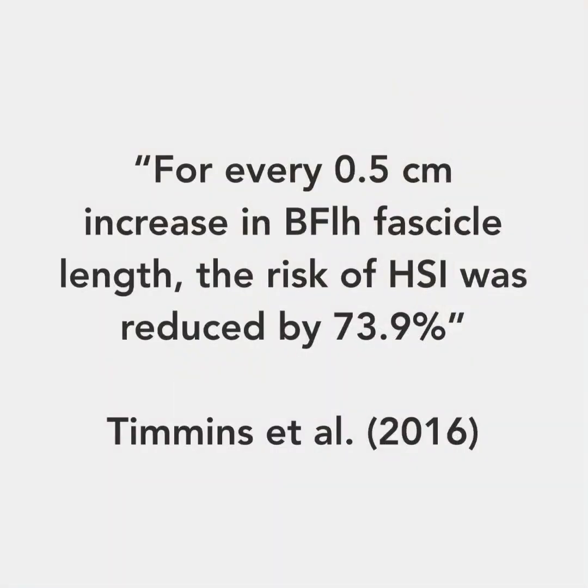I think perhaps one of the most clear examples is with hamstring muscle injury. And in particular, if we can increase the fascicle length of the muscle, that seems to help with injury. Now, there's some nice research from Timmons et al. on this. In their study, they found that for every 0.5 centimeter increase in biceps femoris long head fascicle length, the risk of hamstring strain injury was reduced by 73.9%.